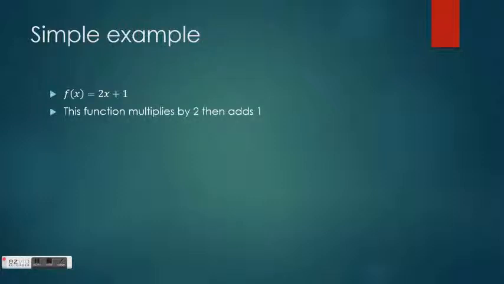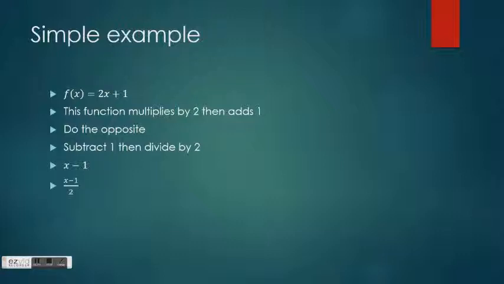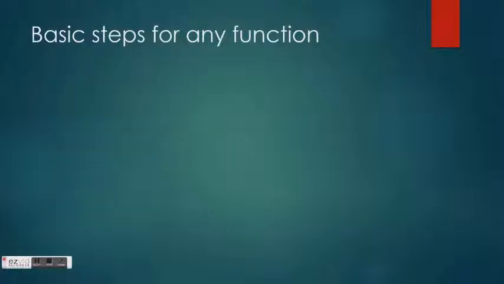So let's take a look at this simple example. You have f of x equals 2x plus 1. What does it do? Well, it multiplies x by 2, then adds 1. So the order's important. So do the opposite of what it just did. So subtract 1, then divide by 2. So subtract 1, and then take that and divide by 2. And that is our inverse function. So it's not too difficult.